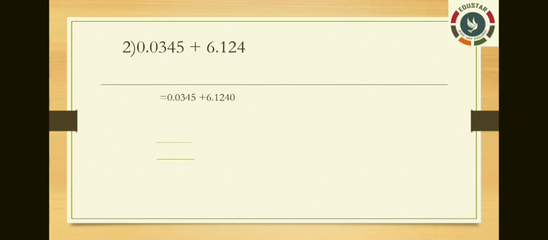Next example: 0.0345 plus 6.124. The given decimal numbers are unlike decimals. First step, change into like decimals. 0.0345 plus 6.1240. Next, add the decimal numbers. We will get the answer 6.1585.